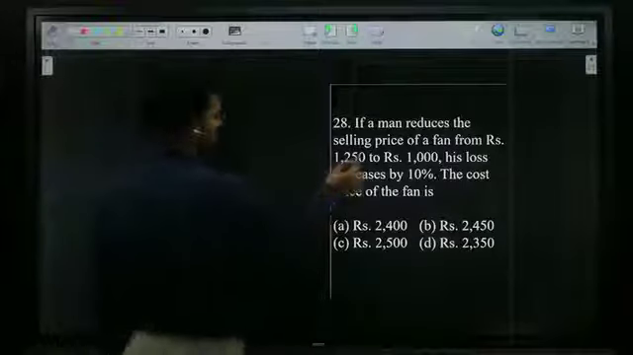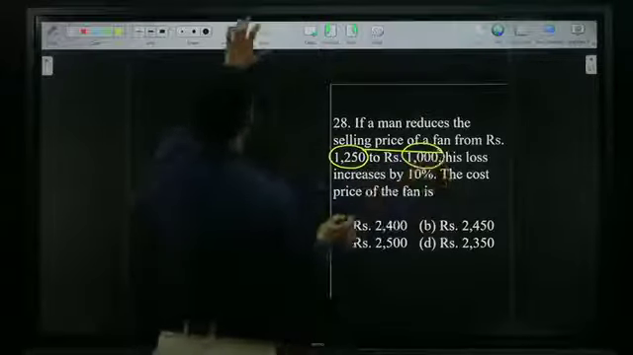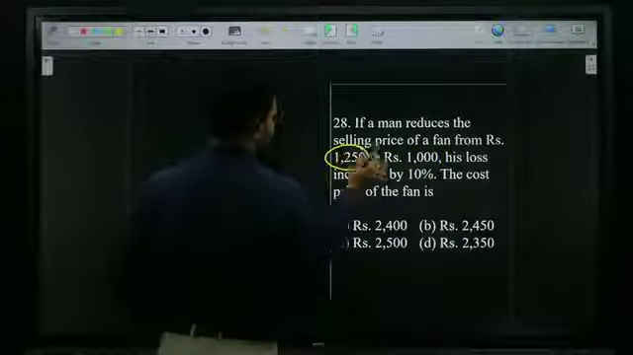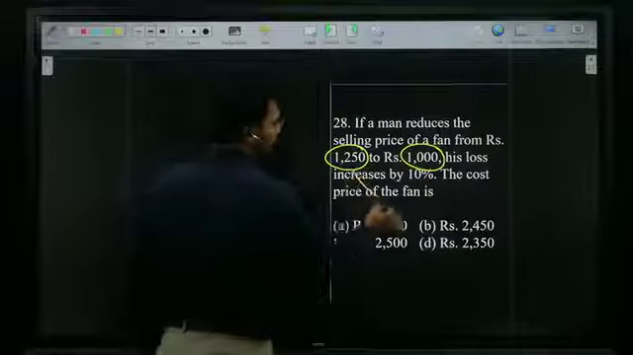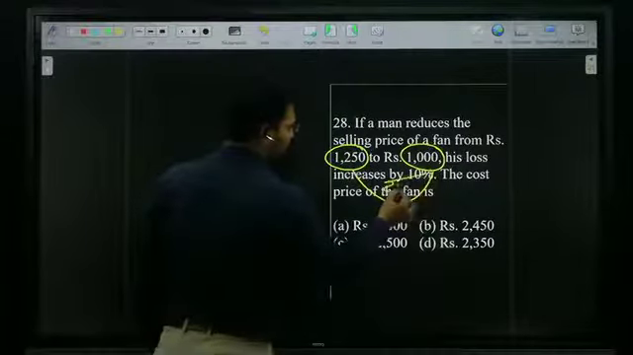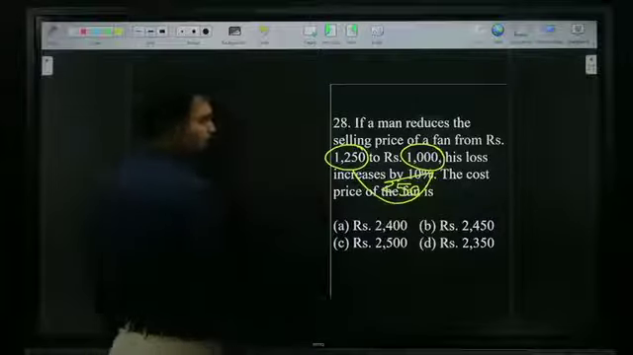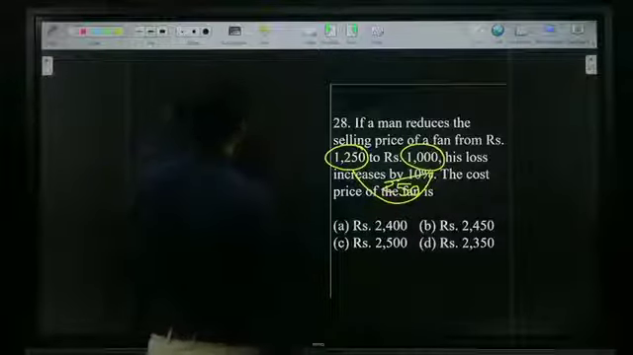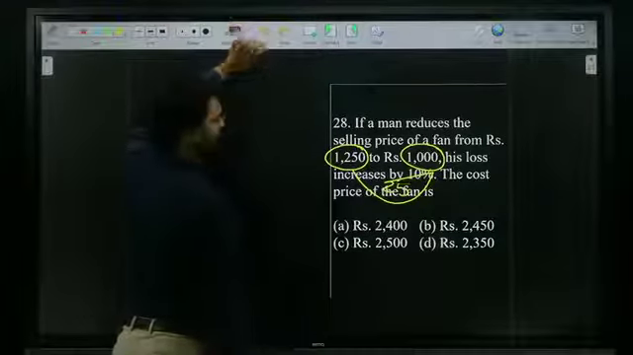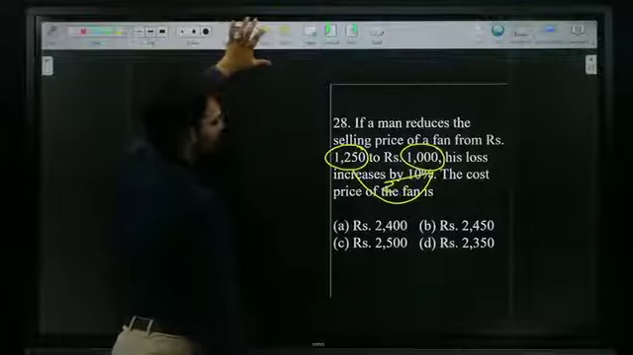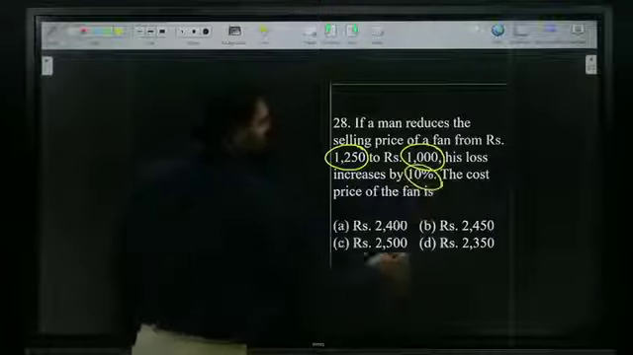The selling price 1250 becomes what? 1000. And it is reduced by how much? 250. In terms of rupees it is 250. But in terms of percentage, how much? 10%. In terms of percentage it is 10%.